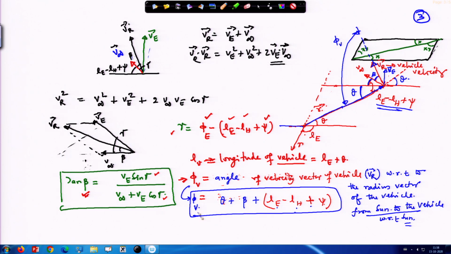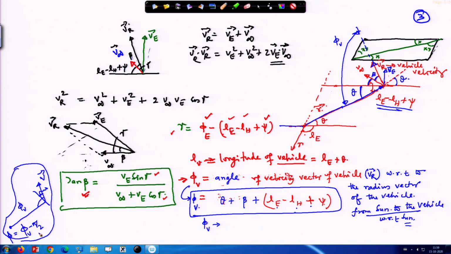Why is this phi v important? Because if you remember in your description of the earth, here the velocity vector v is given, okay. And if this angle we are writing as phi v, then the flight path angle we can immediately make out from this place, which will be phi v minus pi by 2 equal to phi. This way we can write. And therefore, once these angles are known, we will be able to calculate all the heliocentric parameters of the vehicle.